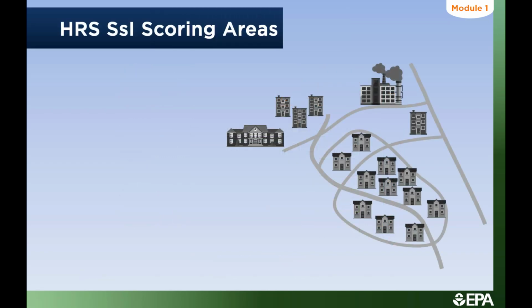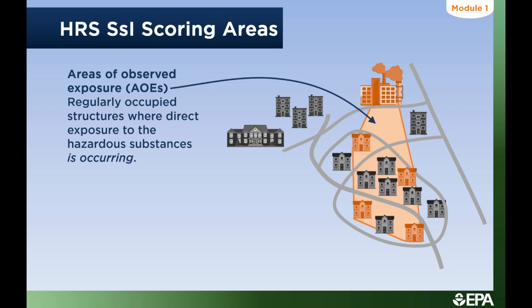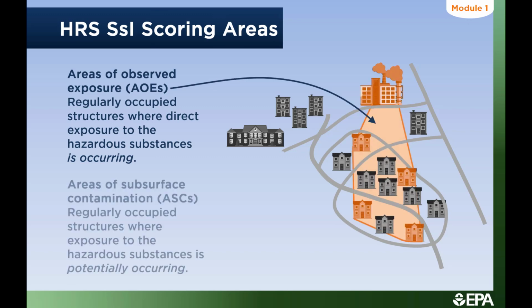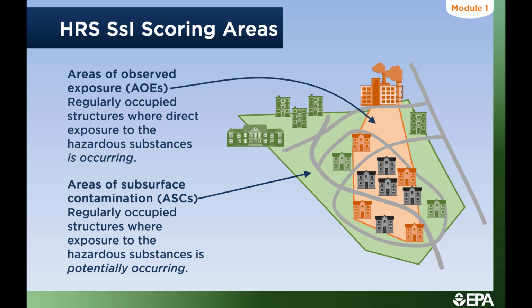The fundamental elements that serve as the basis for an HRS site evaluation are areas of observed exposure and areas of subsurface contamination. We typically refer to them using their acronyms, AOEs and ASCs. An AOE represents an area where contamination has been documented to have entered regularly occupied structures from the subsurface. An ASC represents an area with regularly occupied structures overlying subsurface contamination, but where the contamination has not yet been documented to have entered into the structure.